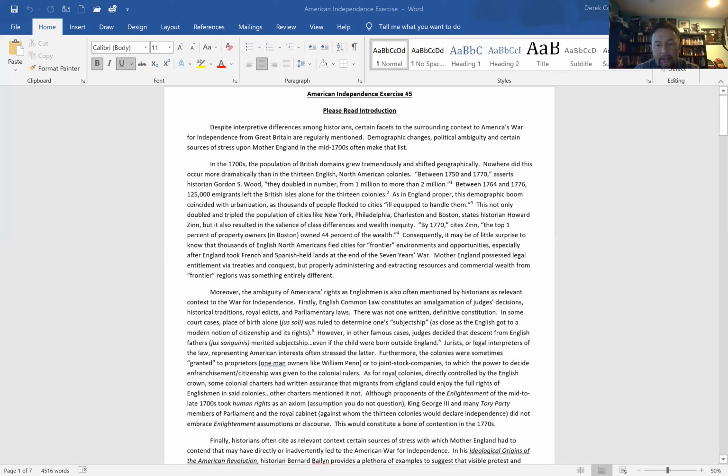But then you also had, notice I said 9 of the 13, you also had proprietary colonies. And in those proprietary colonies, you had Pennsylvania, although that eventually ceased, Maryland, and Rhode Island. They had their own rules. They had their own system, but their systems were relatively democratic. They allowed the governor to be elected instead of handpicked by the crown.